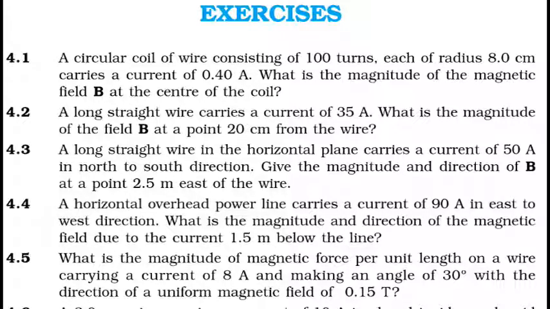Now, let us see the problem number 4.5. What is the magnitude of magnetic force per unit length on a wire carrying a current of 8 ampere and making an angle of 30° with the direction of the uniform magnetic field of 0.15 T? Let us see the solution.